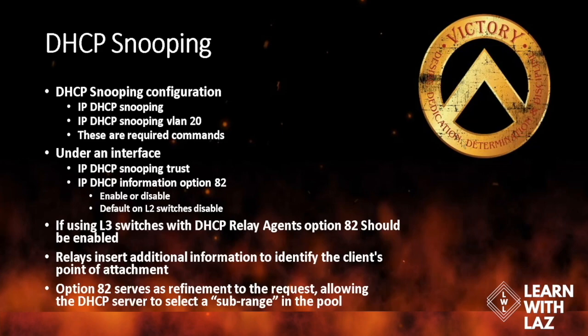But the default on layer 2 switches is disabled. If you want, you can type it again and say, ip dhcp snooping information option 82 disable. No worries. Or you're going to enable it. That's up to you. Not a big deal. But they will want you, if it's layer 2, to disable that. If it's layer 3, you want to enable that. But it's completely up to you.